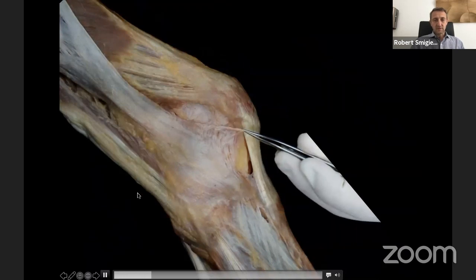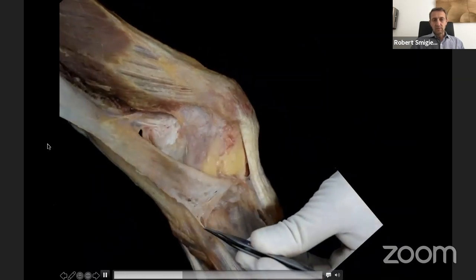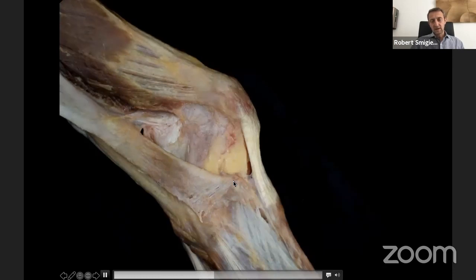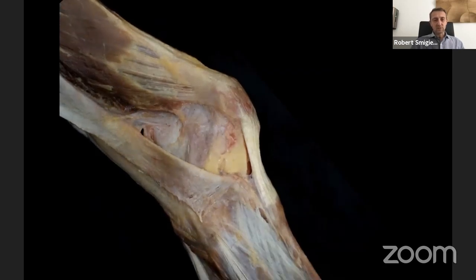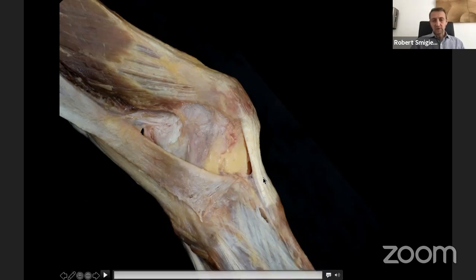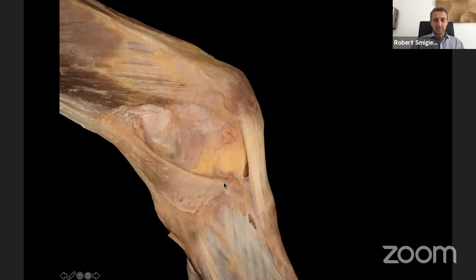You can see I removed the IT band, and again you can see the hammock, the structure which is here. We call it the capsulo-osseous layer, described by Lobenhofer. These are some fibers running from the IT band, and we call it the capsulo-osseous layer. You can see here, this is the hammock, the fibers running here.